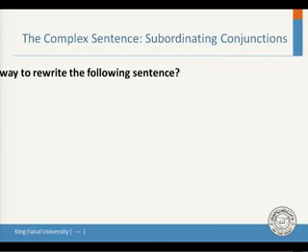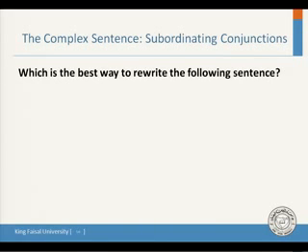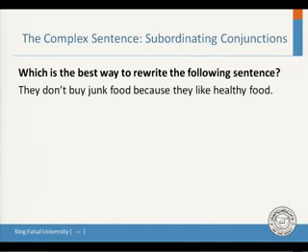Okay. Another question. Which is the best way to rewrite the following sentence? They don't buy junk food because they like healthy food. They don't buy junk food. You know, junk food like hamburgers. Hamburger is a junk food. Okay? Why don't they buy junk food? Because they like healthy food. Now this is a complex sentence.